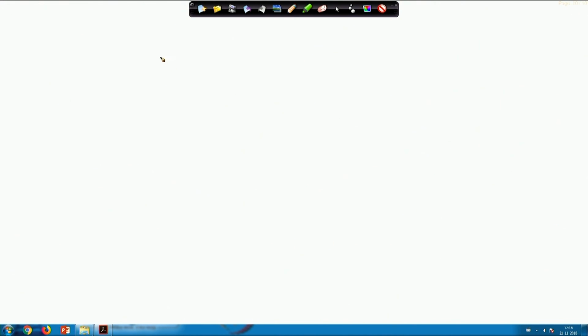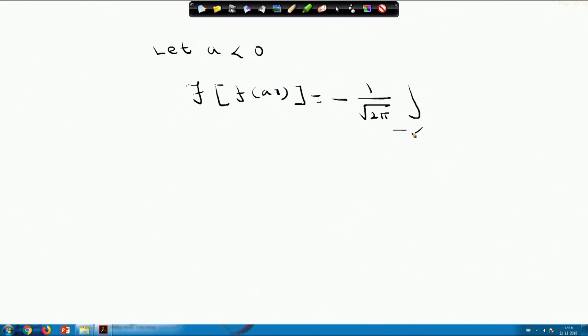Now, see, whenever you assume a is less than 0, then the Fourier transform of f(ax) equals minus 1 by root 2 pi, because a is less than 0, integral from minus infinity to infinity f(t) into e power i alpha t by a into dt by a, and which is nothing but minus 1 by a times the Fourier transform at alpha by a.